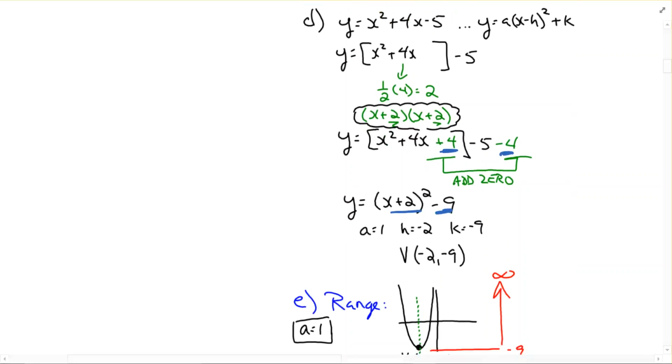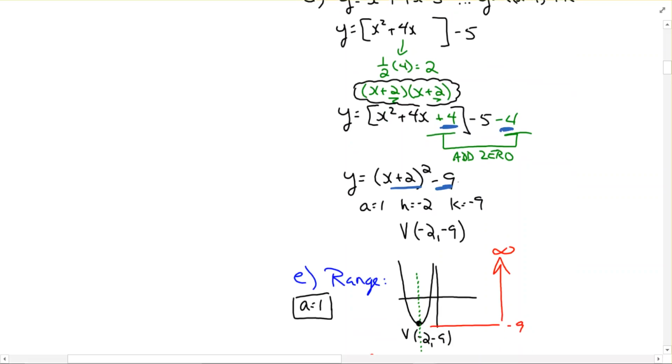Okay, so then our vertex, we can tell looking at this now, is negative 2, right? It's always the opposite of what that sign is. And then the y is the same as that one, so negative 2, negative 9.